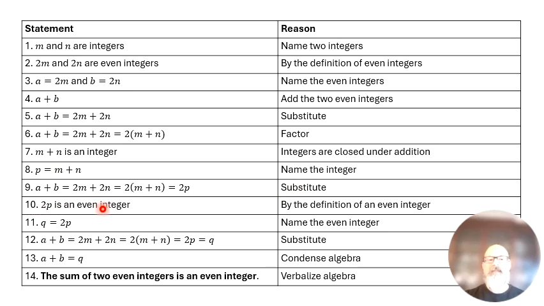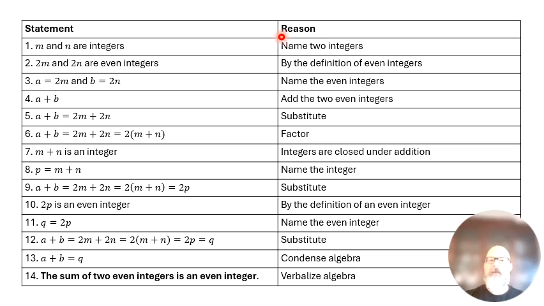Now, 2p is an even integer. How do you know that? Because every even integer is an integer, p is an integer, times 2. That's how you generate an even integer by the definition of even integers. Now we nickname 2pq, name the even integer.